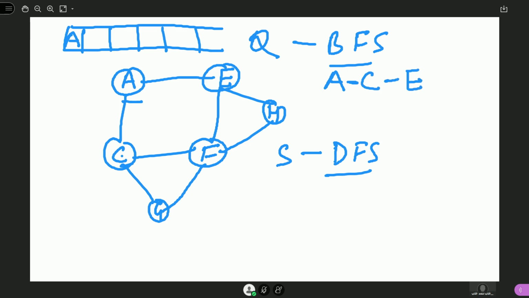Now you can see A's adjacent nodes are finished, so you can remove A from the queue. What is the next node? The next node is C. Let's check C.